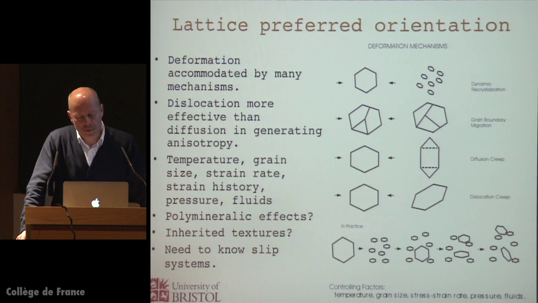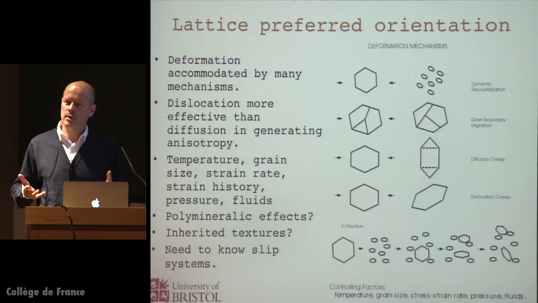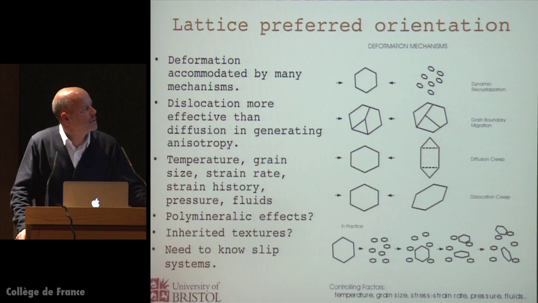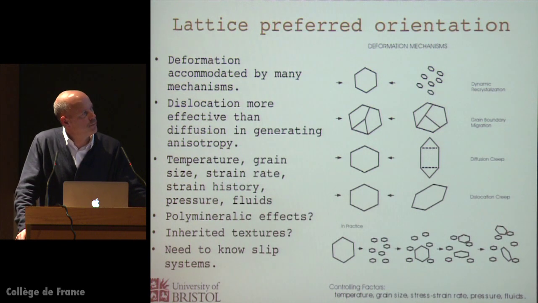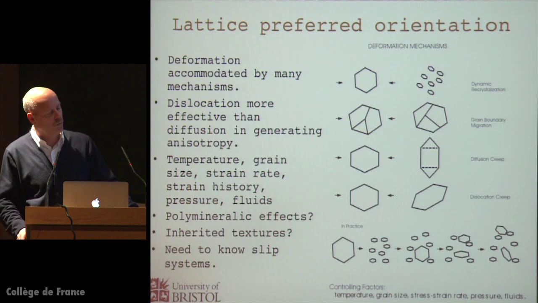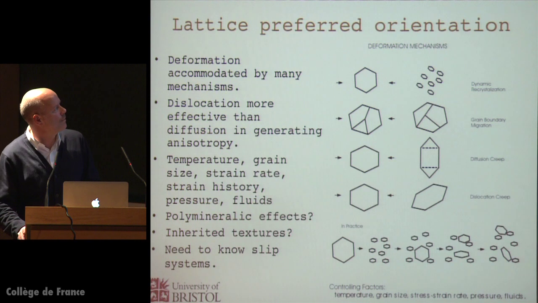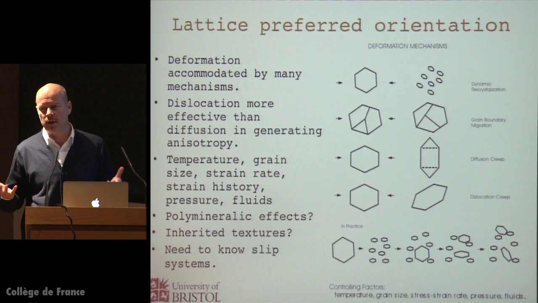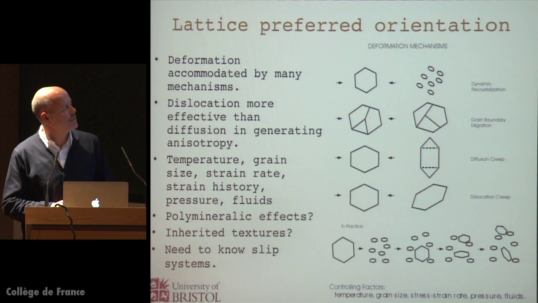And as was pointed out in the previous talk, when you get enough of a polycrystalline material and you start to deform it, you'll start to get alignment. Basically the deformation can be accommodated through a number of different mechanisms. You can have diffusion mechanisms at play, dislocation mechanisms, dynamic recrystallization, and grain boundary migration. In practice, there'll probably be some interplay between these effects, with one perhaps dominating in one regime and the other in another. The most effective way of generating a crystal-preferred orientation or a lattice-preferred orientation is the dislocation mechanism.